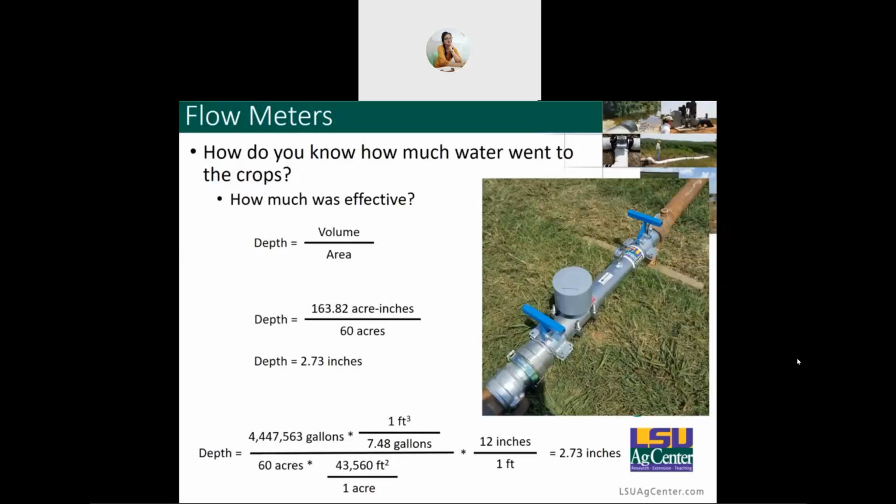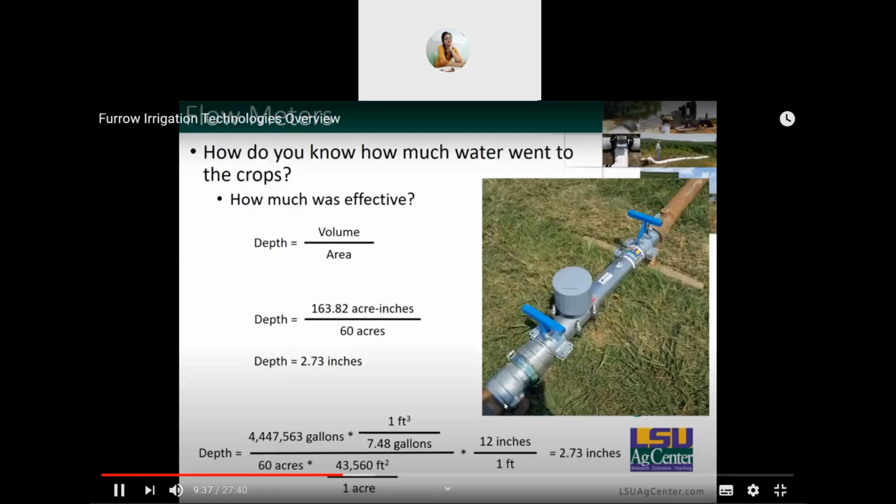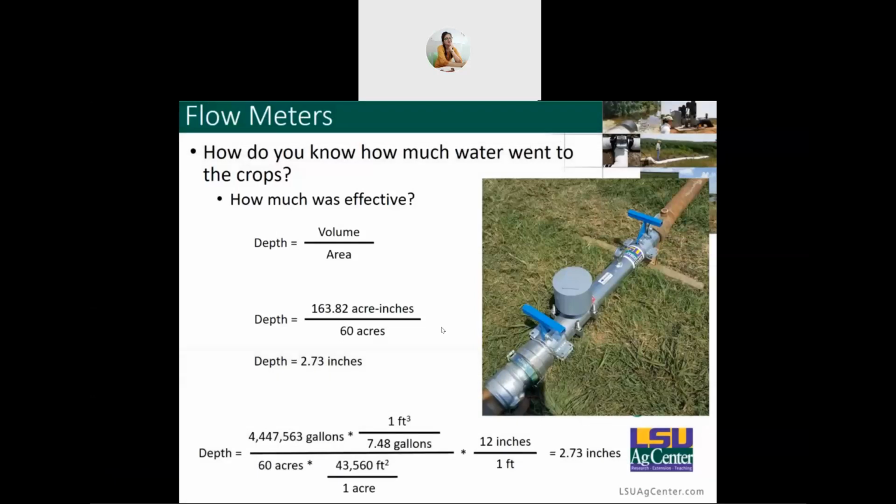I determine the depth of water applied to the field by taking that volume estimate from the flow meter and dividing by the number of acres I irrigated with it. So in this example, the depth of water I applied is the flow meter reading, which was 163.82 acre-inches, and I irrigated 60 acres with that amount of water. So I divided by 60 acres, and my acres divide out, which leaves me with inches. And so I applied 2.73 inches of water to that field.